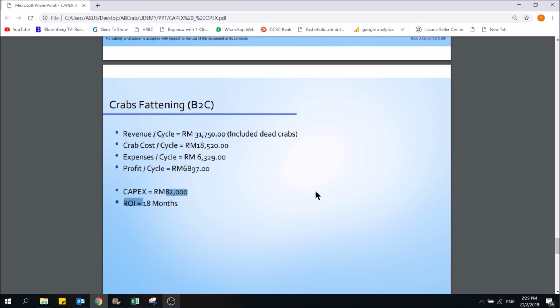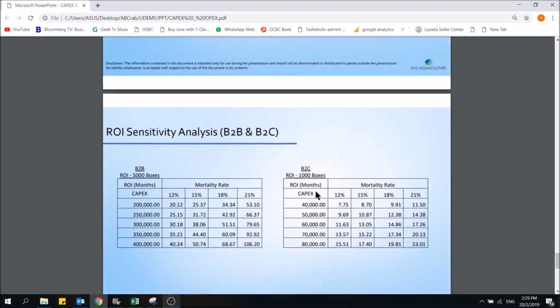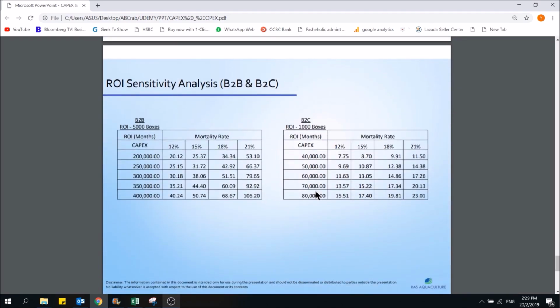So this is just a sensitivity analysis between B2B and B2C. Assuming that you have 5,000 boxes, you're running at scale and you spend 200,000 on 5,000 boxes, meaning you're spending 40,000 for each 1,000 boxes, and you have a mortality rate of 12%. You can see that you break even in about 20 months. Once you have a mortality of 15%, it increases to more than 2 years, at 18% you're close to 3 years, and at 21% you are about 4.5 years.